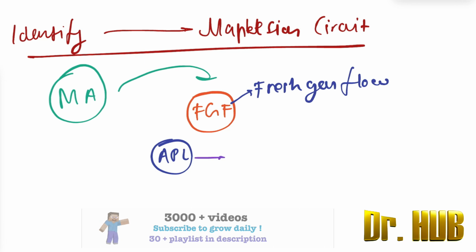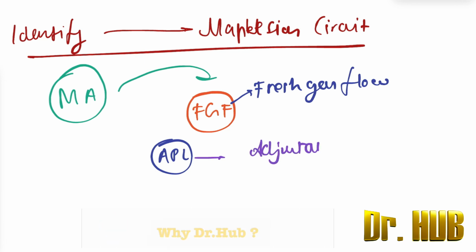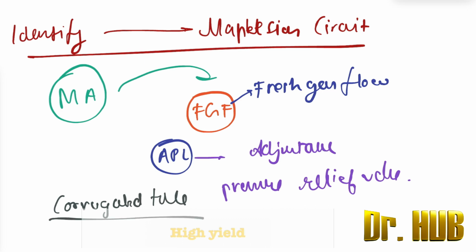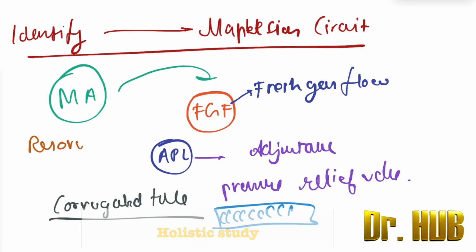APL stands for the adjustable pressure relief valve. Next, there is another component we need to know, that is the corrugated tubes. Corrugated tubes are the tubes with striations. And next, this we know is a reservoir bag. These components should be very familiar as we move ahead.